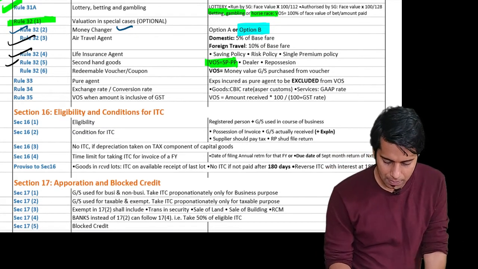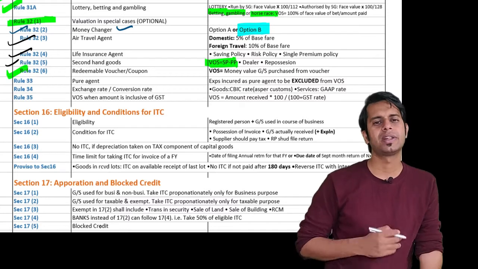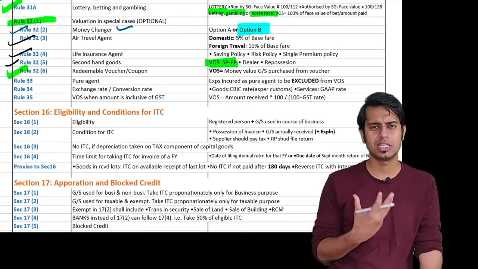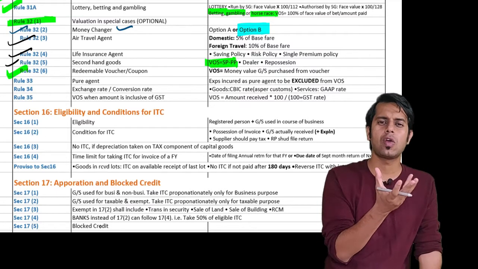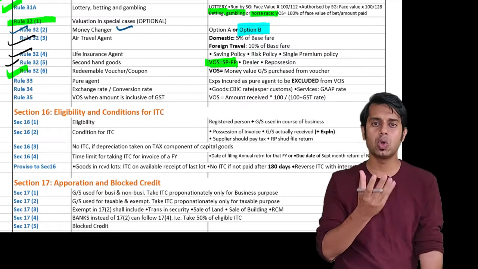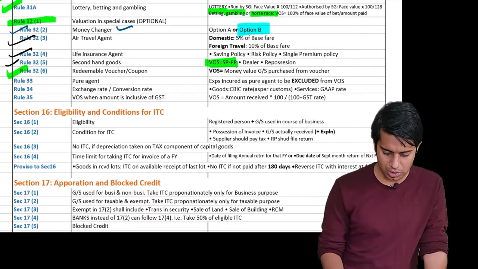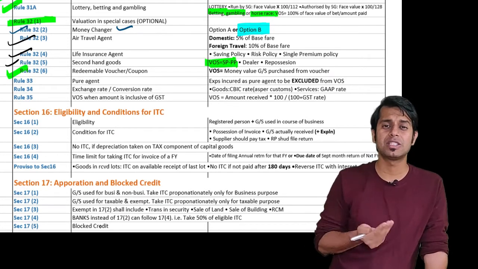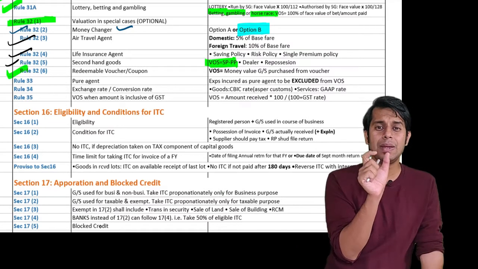Then rule number 32 sub rule 6 talks about vouchers. What is the value of supply in case of vouchers? In case of vouchers, the value of supply will be the value of the goods and services which can be procured by that voucher. Then we also have rule number 32 sub rule 7, which talks about when the taxable services are provided to a deemed distinct person.